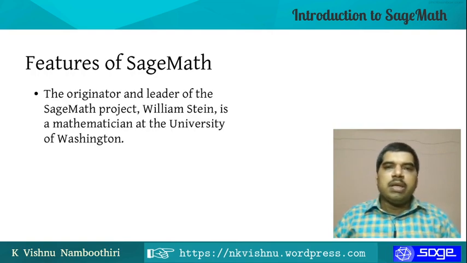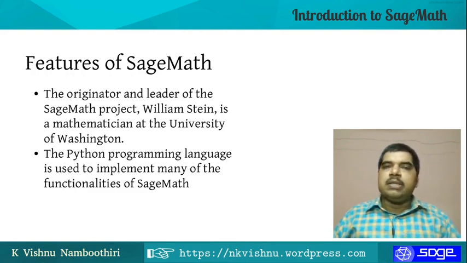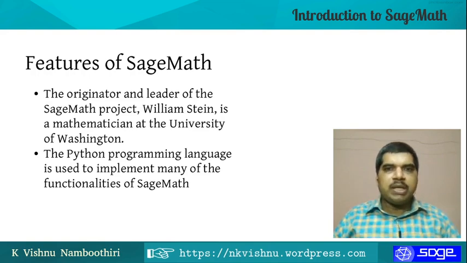The originator and leader of the SageMath project is a number theorist, a mathematician called William Stein. And the backbone of the SageMath software is the Python programming language, which is a robust and popular scientific programming language employed by many scientific processing units and scientific laboratories, etc. And of course, Google, the famous software giant, is one of the main users of Python.